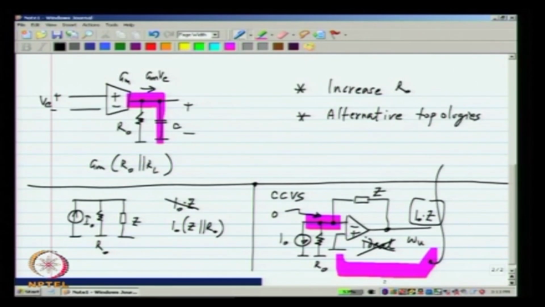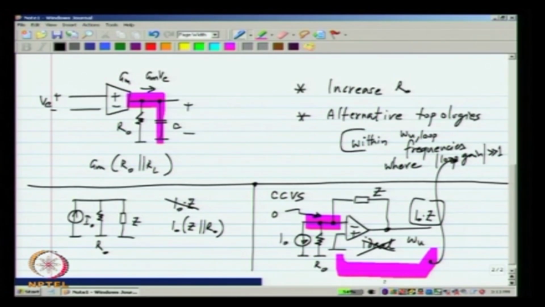Behaves like a current controlled voltage source over a range of frequencies where the loop gain magnitude is much more than 1. This we have seen earlier. Rather, basically it is a range of frequencies within the unity loop gain frequency of this particular feedback loop. Okay. This is a very important point.